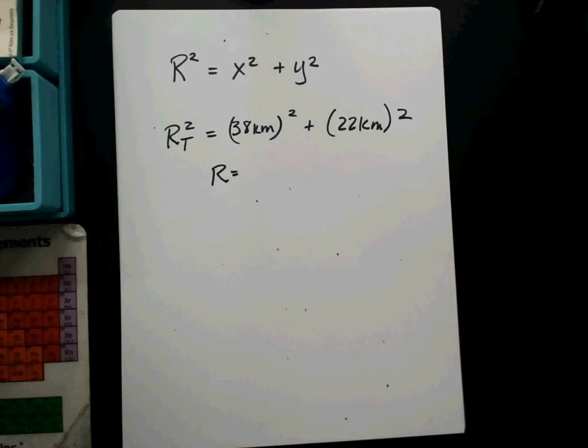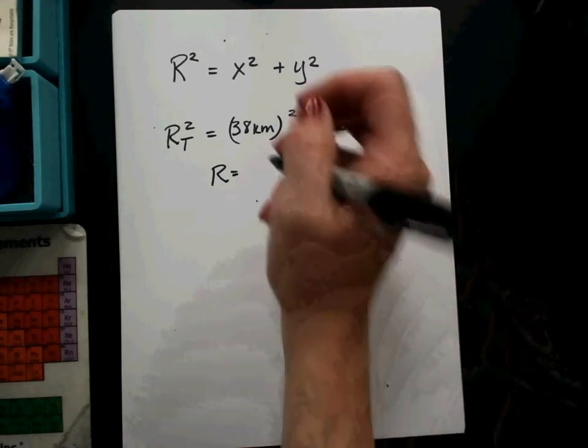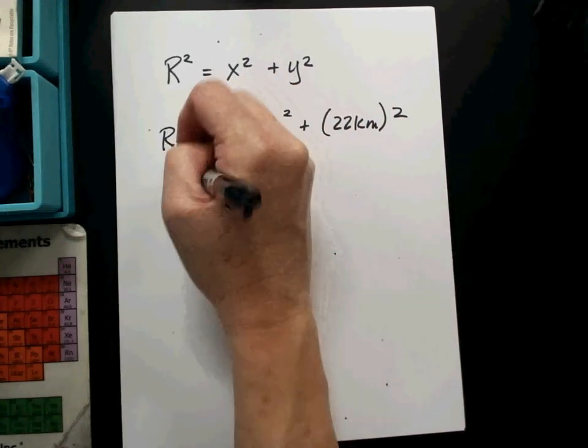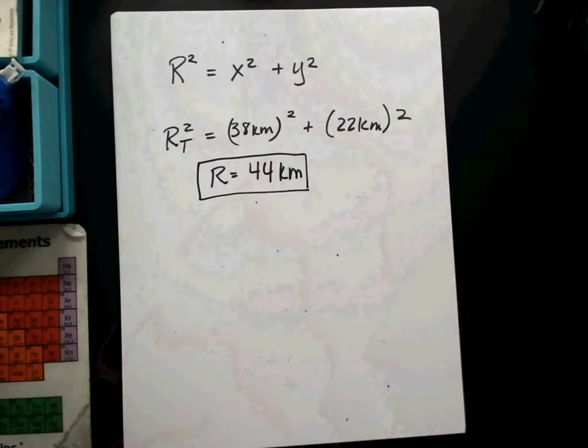What'd you get, Faith? Yeah, that's R squared. You're right. Now what's R? That is the most often forgotten step in the whole process. 44 kilometers, you guys agree with her?